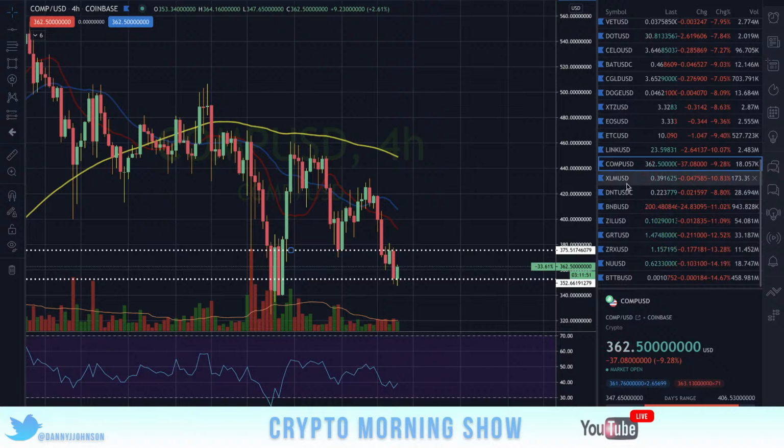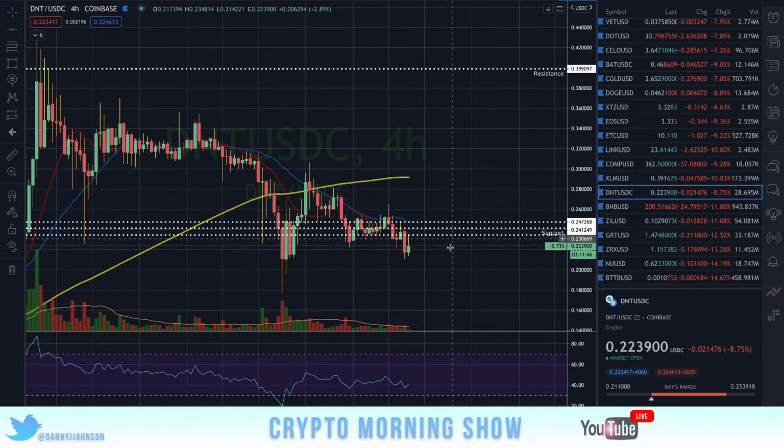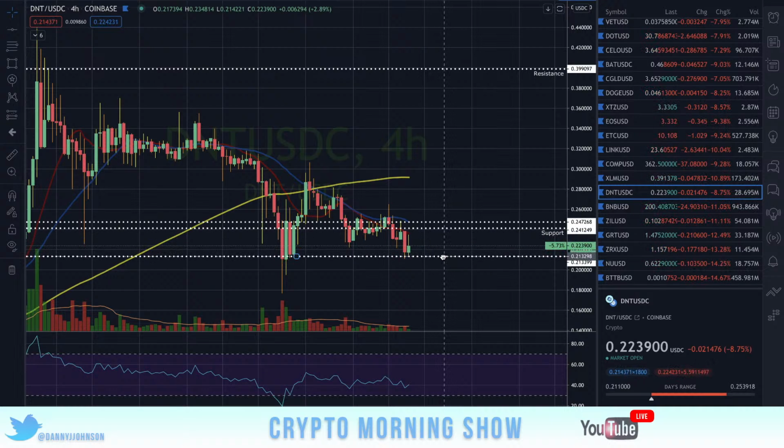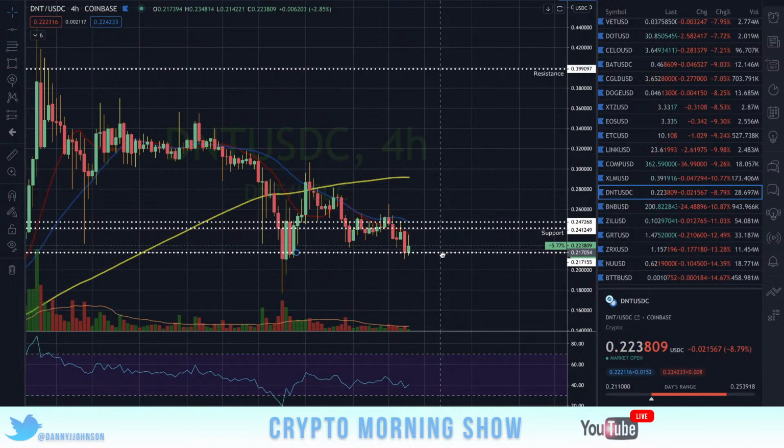Moving back to charting, we've already done Stellar. We'll go on down to DNT, USDC. Quite a bunch of lines here. This particular one, we're trading below the average for this coin.